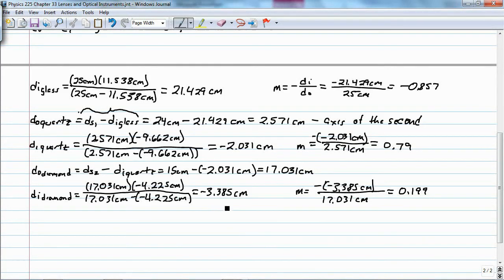Our total magnification is just equal to M1, we'll call this M1, M2, M3, M1 times M2 times M3, and that gives us a negative 0.135. So our magnification is very small, and the orientation is that the final image is on the opposite side of the horizontal axis from the original object.